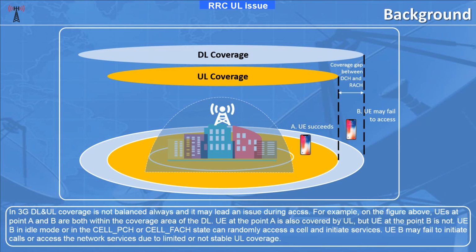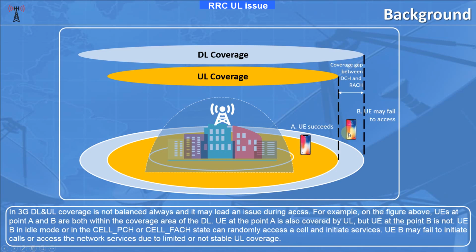In 3G, downlink and uplink coverage isn't always balanced, and it may lead to an issue during access. For example, in the figure here, UE at points A and B are both in the coverage area of the downlink. UE at point A is also covered by uplink, but UE at point B isn't.